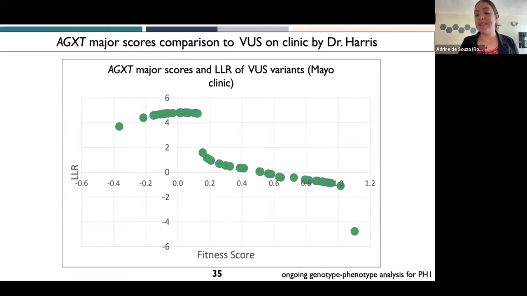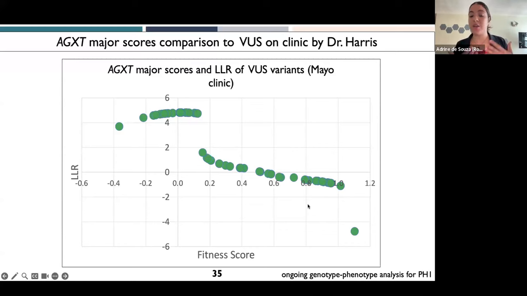As an example, this is an ongoing genotype-phenotype analysis we are doing with the Mayo Clinic, and the same pattern shows here. They are going to look at the correlation between the phenotypic data they have for these patients and the fitness scores that we provided them. The same trend happened here: a group of variants has low fitness scores and a high probability of being pathogenic, and some have very high fitness scores and low prediction of being pathogenic.